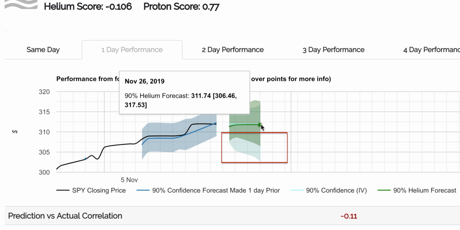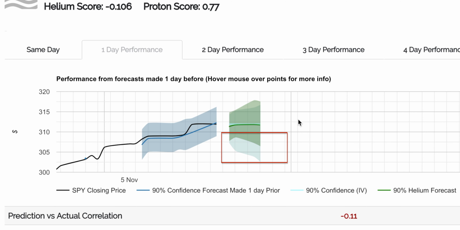So for November 26, 2019, the Helium model is saying that with 90% chance, the price will be above $306.46. However, the 90% confidence interval calculated from options pricings thinks that there's a 90% chance that the market will be above $302. If the Helium model is correct, this means that the puts, or the downside risk of the SPY, is overpriced, and we can sell options down here to make a profit.